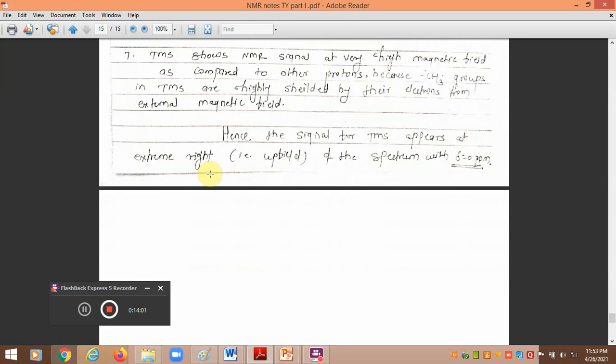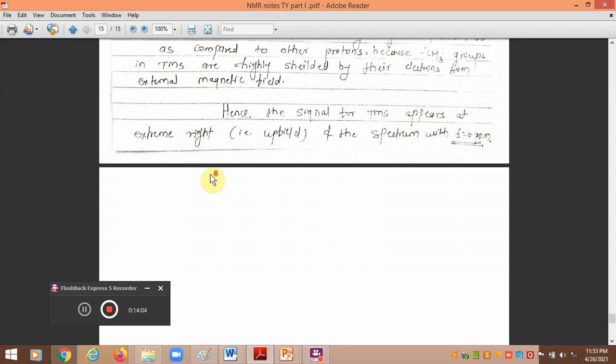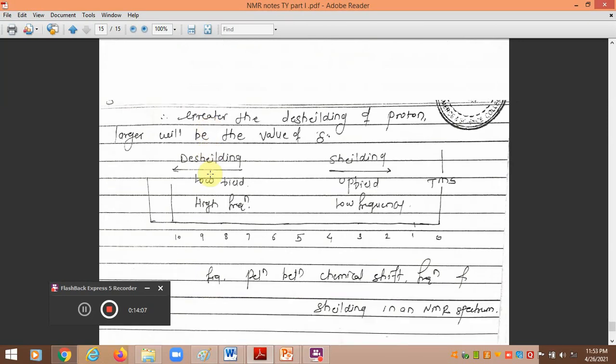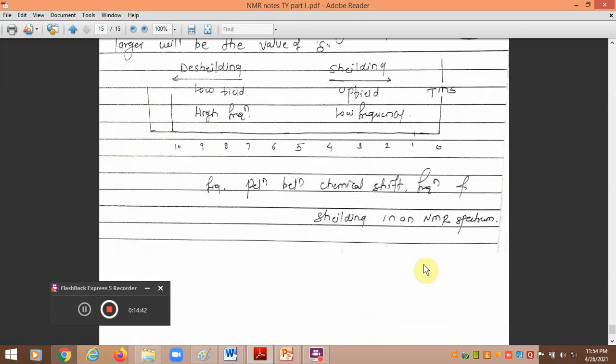So here the conclusion can be drawn. If greater is the de-shielding of a proton, larger will be the value of delta. It means that if greater is the de-shielding, larger will be the delta, and if greater is the shielding, smaller will be the delta. So this arrow indicates more de-shielding, meaning low field and high frequency, where the delta value will be greater, around 10. And this arrow indicates more shielding, meaning upfield, where the proton appears at low frequency, and the delta value will be nearly equal to 0. So this is all about the chemical shift and the relaxation process of the nucleus that we discussed in this part.